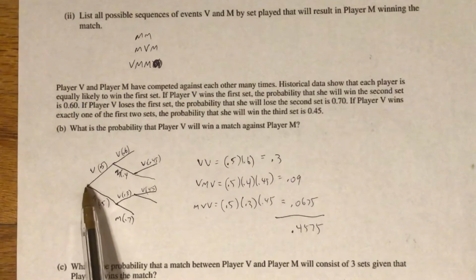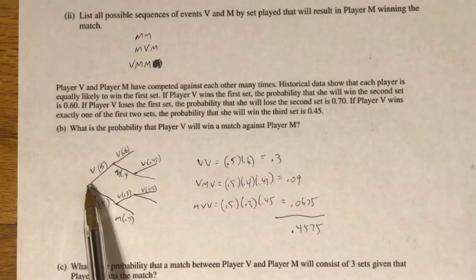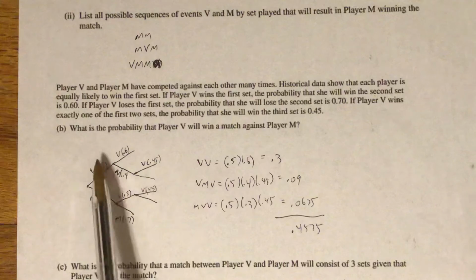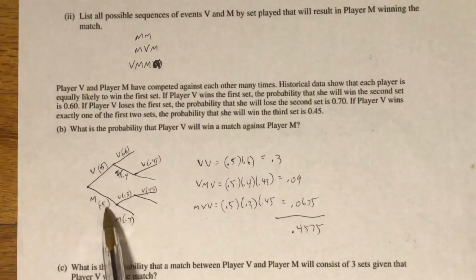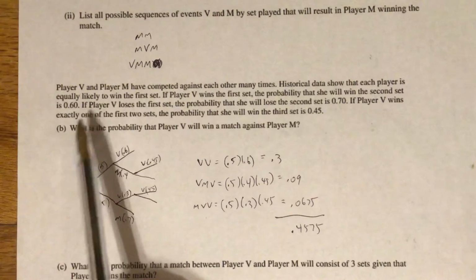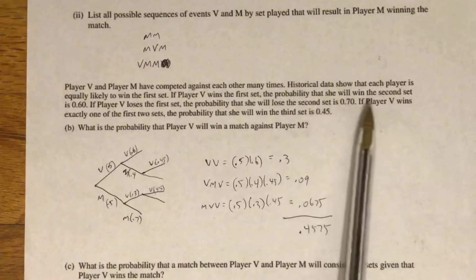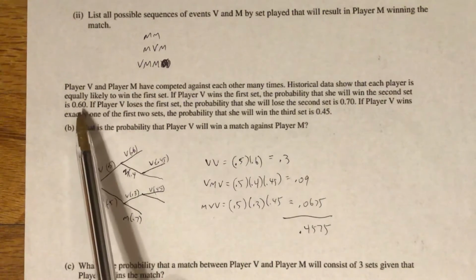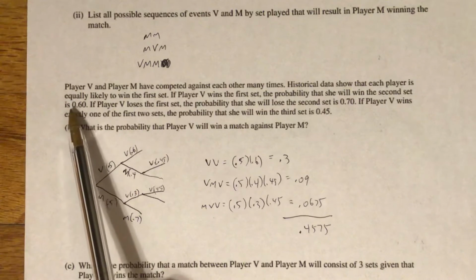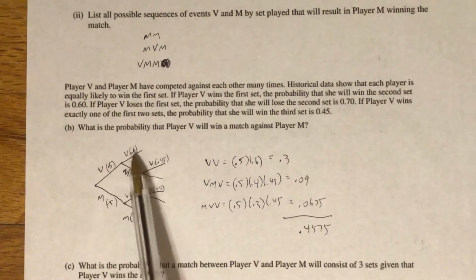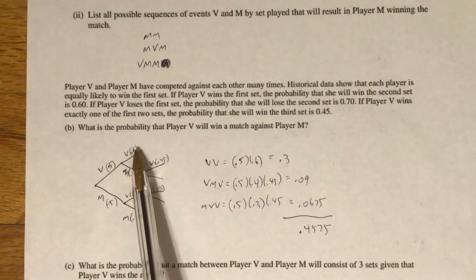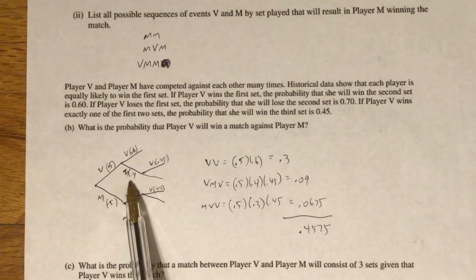So basically, in the first set, there's half a chance V wins and then half a chance M wins. That makes up what couldn't happen, right? So it's 50-50. And then what I had just said, that the probability that V will win the second set, so if V's a little more likely to win if she wins the first one, she now goes up to 0.6. So that puts M at 0.4.